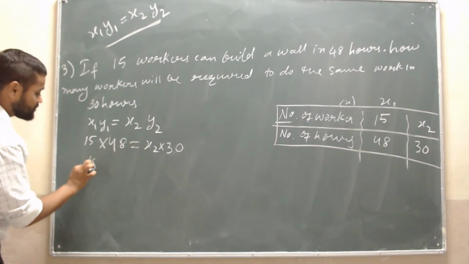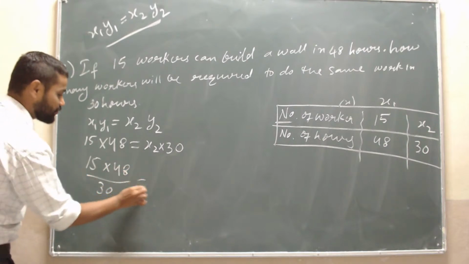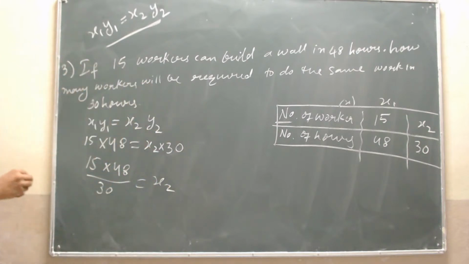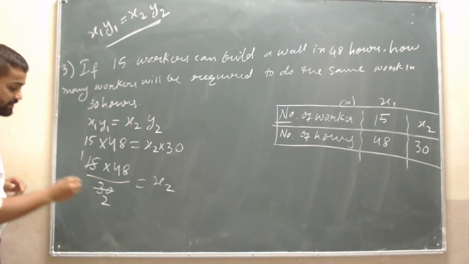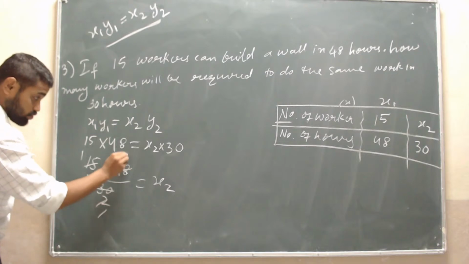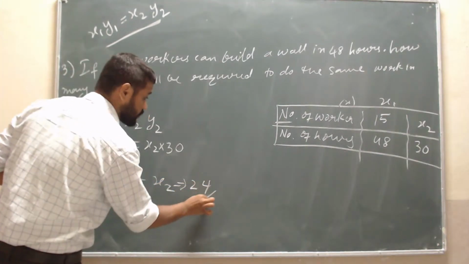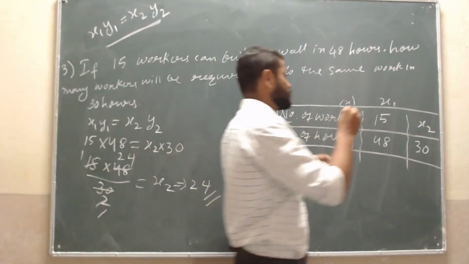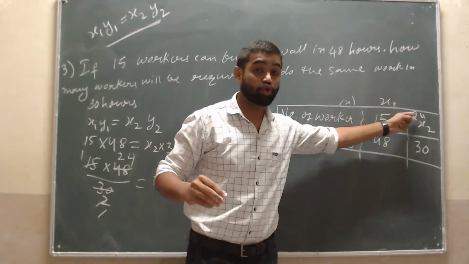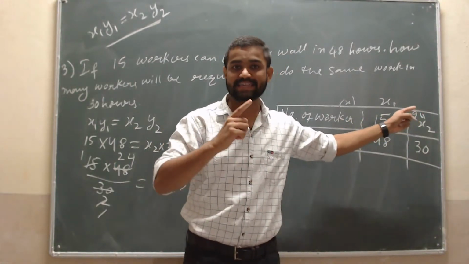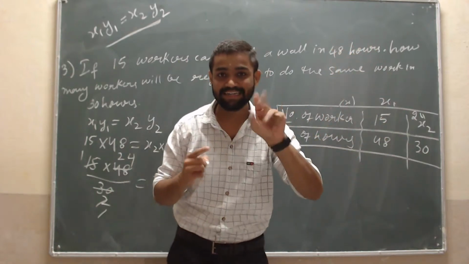Then the x2 value is 15 into 48 divided by 30 is equal to x2. Exactly, students, the x2 value is 24. What is x2? x2 is nothing but the number of workers. That is, 24 workers are required to complete that wall in 30 hours.